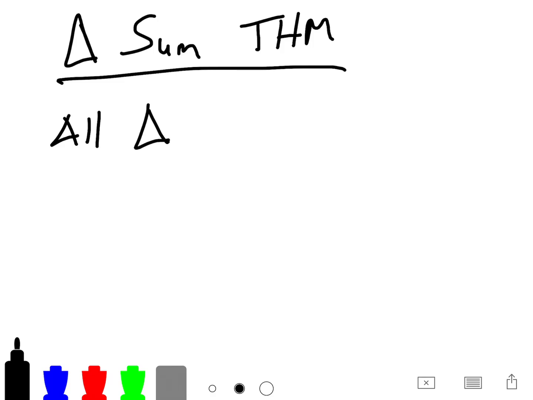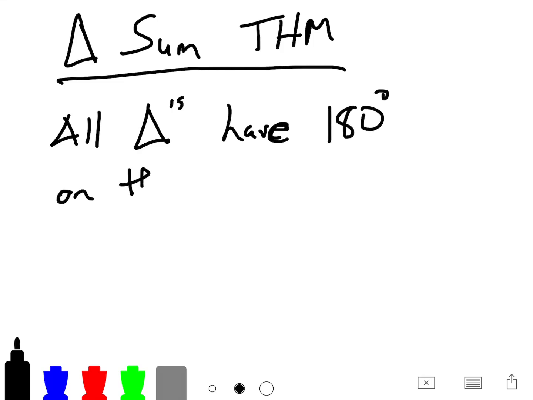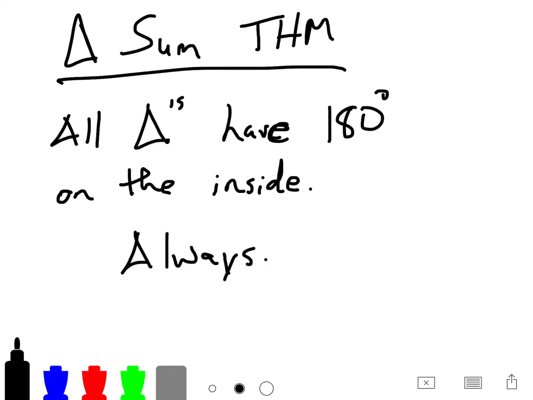All triangles have 180 degrees on the inside. Always. And that's the entire lesson. We're done. Okay, not quite, but that's really as simple as it is. Triangles, all triangles, forever and always have 180 degrees on the inside.